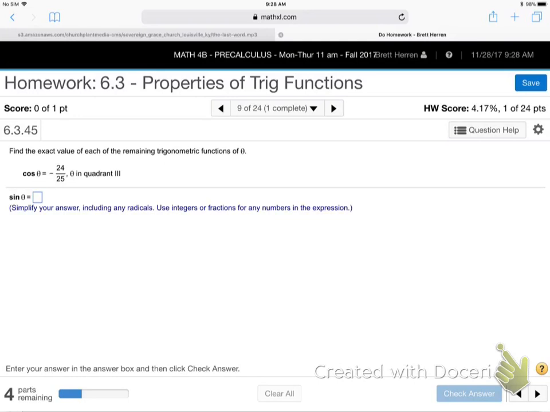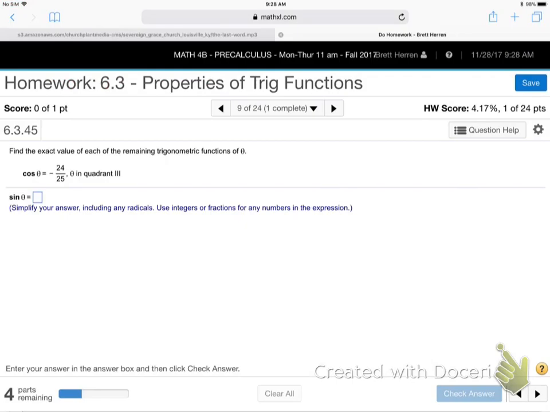So they're giving me cosine of theta. Can you read that? I want to make it a little bit smaller to have room. In fact, I'm just going to go to a fresh screen. And they want all the trig functions. So this is number 9.